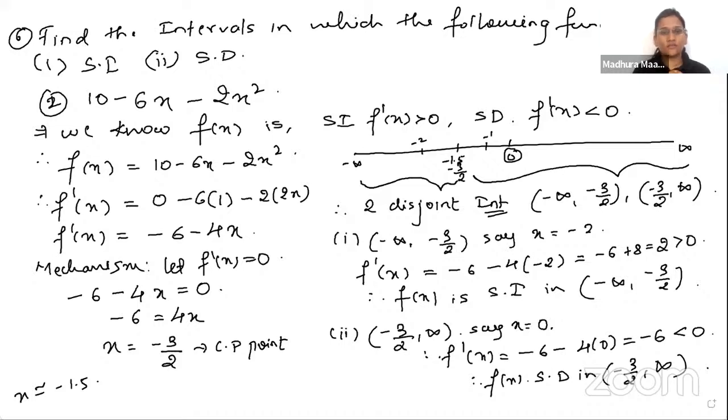Is this clear to all 5 students? Yes, ma'am. Okay, any doubts in the mechanism to anyone? No, ma'am. Okay, let us move on to the next example. I'll just clear this out, everything. The question remains the same: find the intervals of the following functions in which they are either strictly decreasing or strictly increasing.